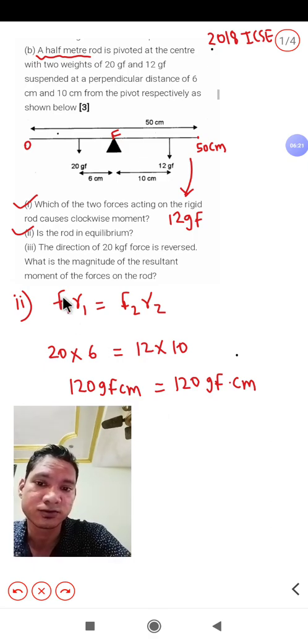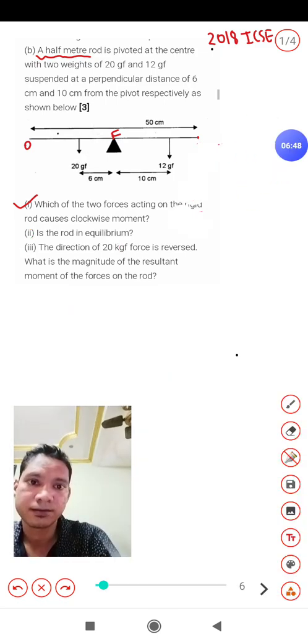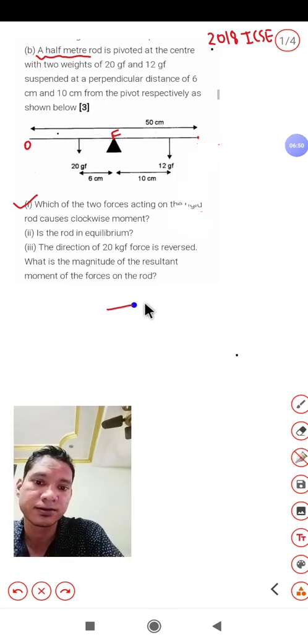Now let's move on to the third one. The direction of 20 gf, it's gf actually, not kgf, let me rectify it, is reversed. What will be the magnitude of the resultant moment of force on the rod? Right now it is in balance condition, it's not rotating, but if I reverse the direction of this force, let me show you that. Let me erase this part and redraw the diagram here.